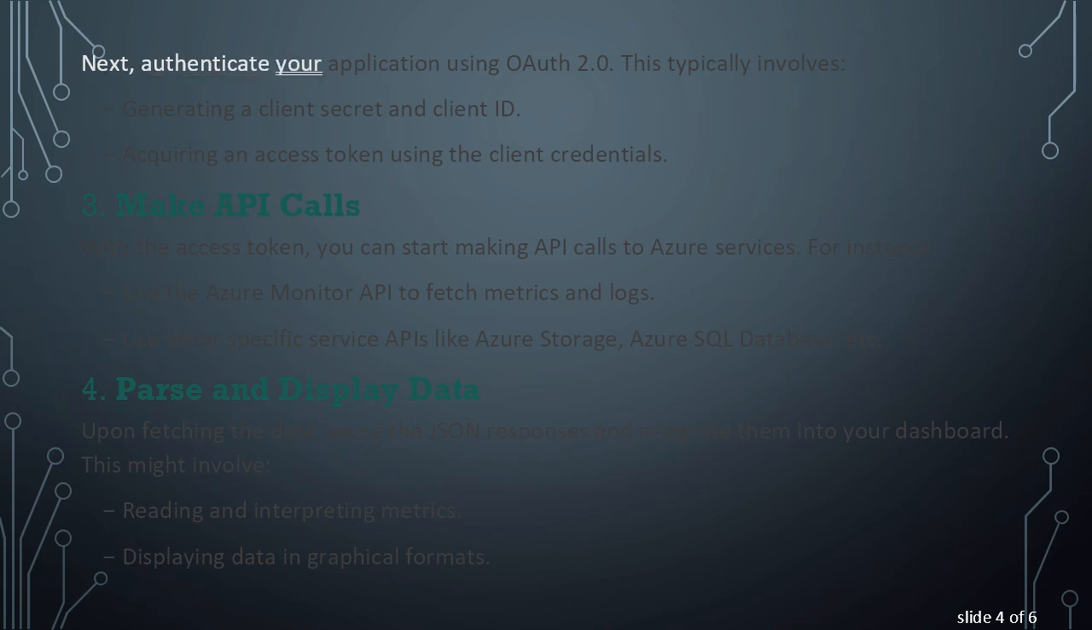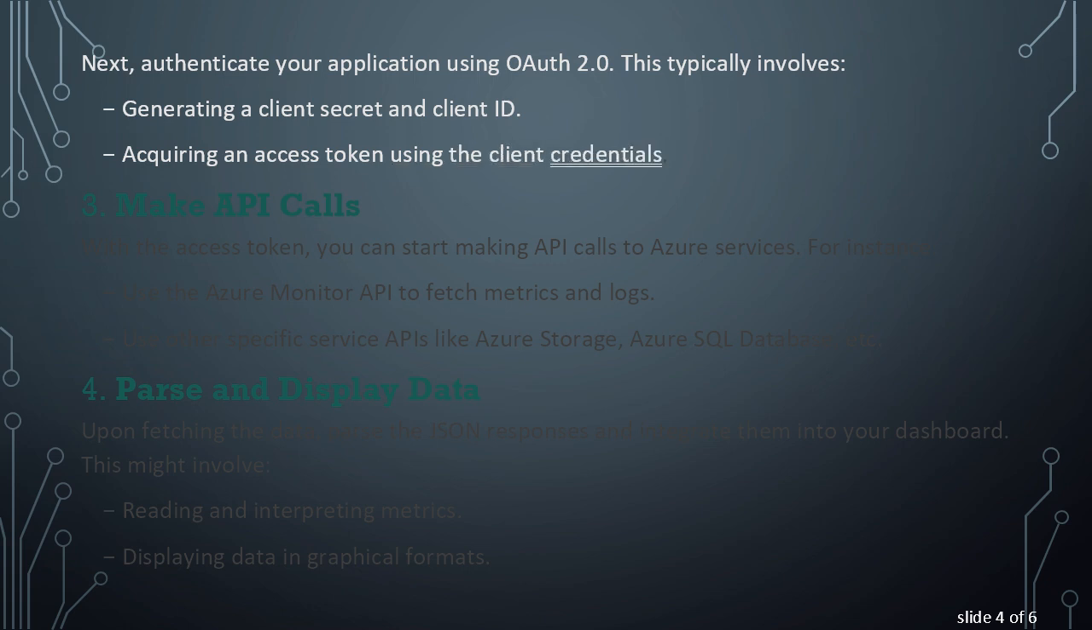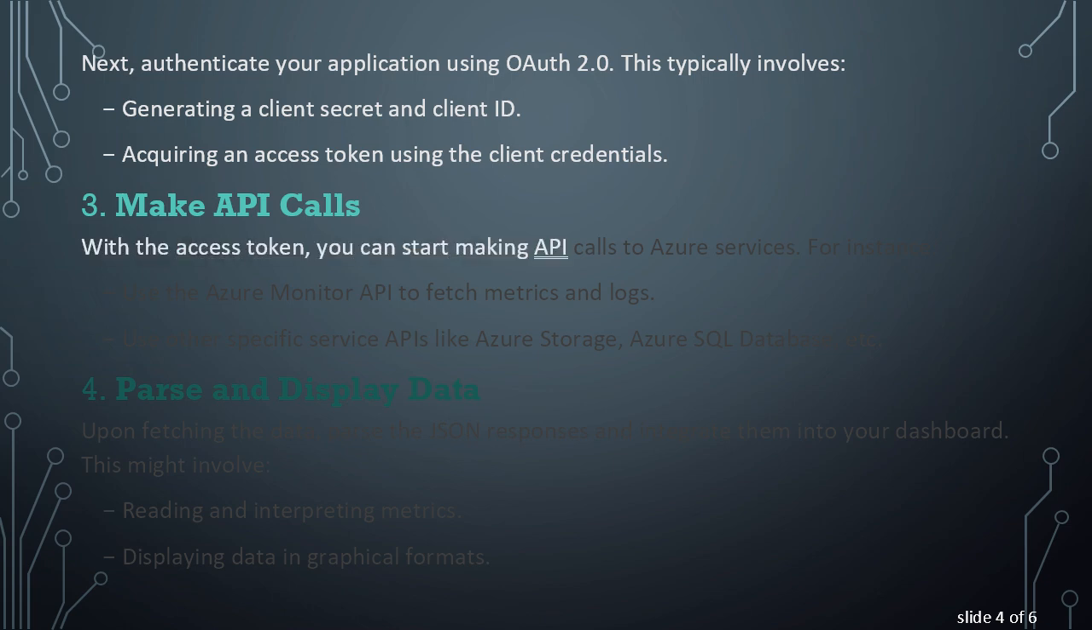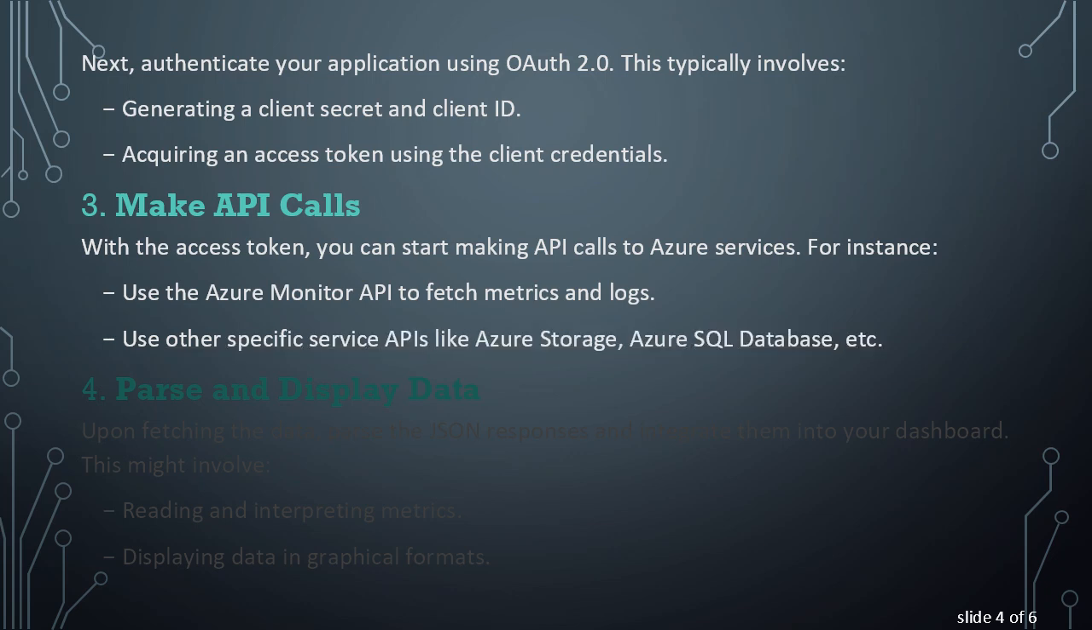2. Authenticate the application. Next, authenticate your application using OAuth 2.0. This typically involves generating a client secret and client ID, acquiring an access token using the client credentials. 3. Make API calls. With the access token, you can start making API calls to Azure services. For instance, use the Azure Monitor API to fetch metrics and logs. Use other specific service APIs like Azure Storage, Azure SQL Database, etc.